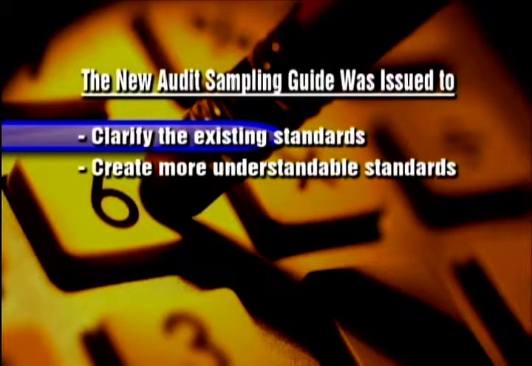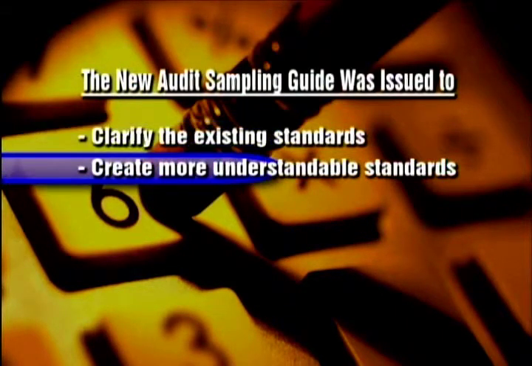But what's happened in recent years is peer review, as well as quality control, has identified numerous deficiencies in the application of sampling in audits. Due to these deficiencies being identified, the AICPA, through the Auditing Standards Board, thought it would be helpful to try to both clarify, I think, and come up with more understandable standards.